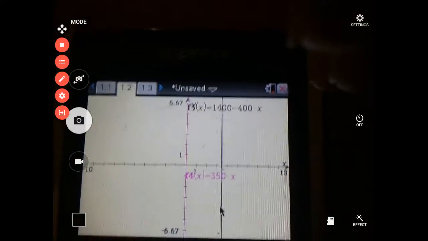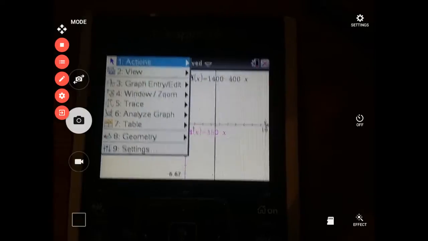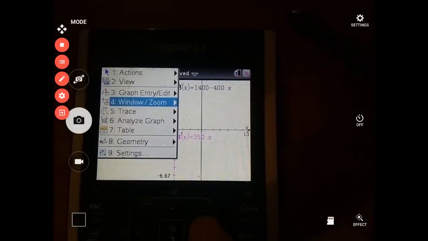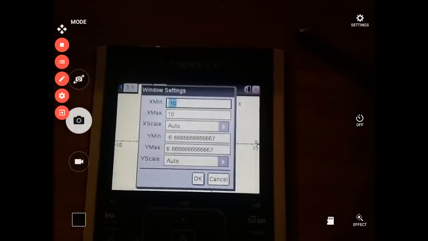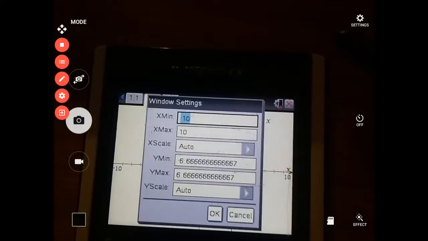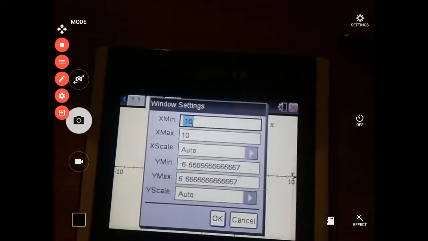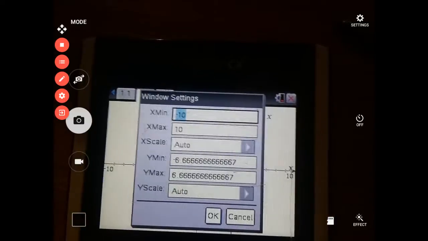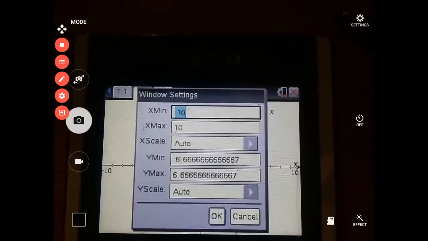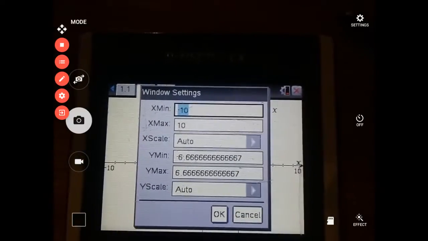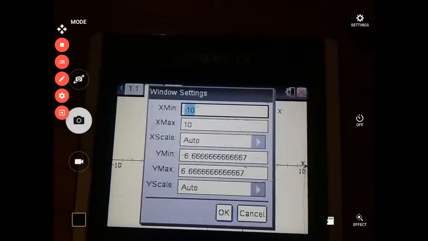That's really weird. So remember, the menu button is kind of all important, so hit menu. If we go to number 4, which is Window/Zoom, the very top one in that is the Window settings. So look, the X minimum is -10, the X max is +10, the X scale is auto, so it just figures out what it thinks. The Y minimum is -6.66, the Y maximum is +6.66.